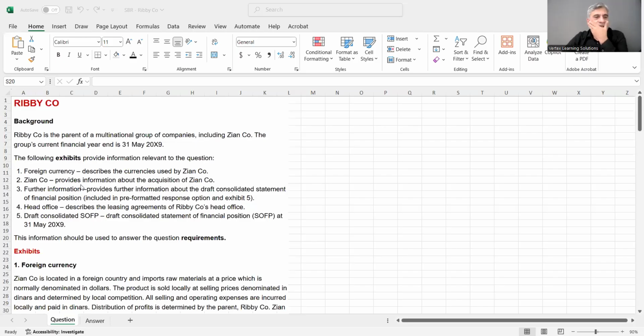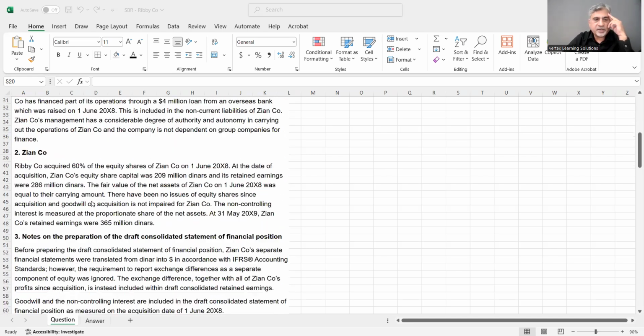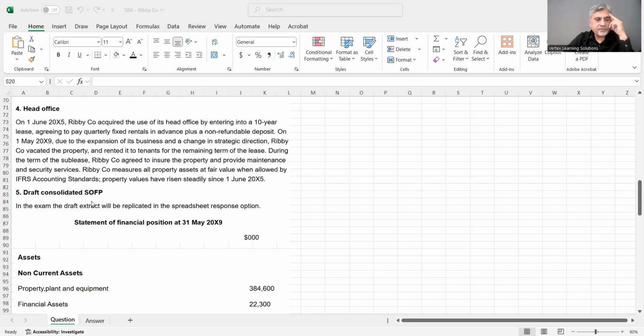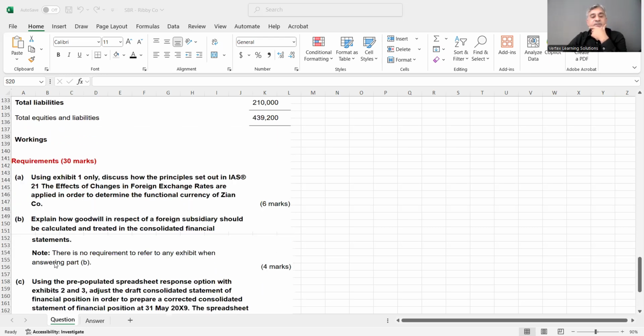Okay, part B. It's the same question, Ribby Company. We are now going to do part B, which says: explain how goodwill in respect of a foreign subsidiary should be calculated and treated in the consolidated financial statements. There is no requirement to refer to any exhibit when answering part B, so this part B is actually a 100% pure academic question.